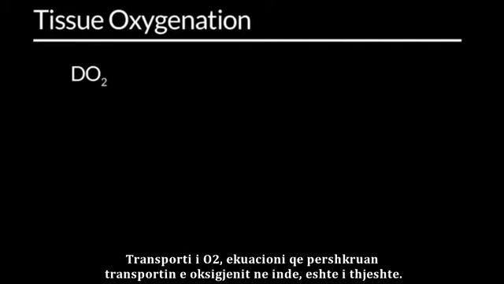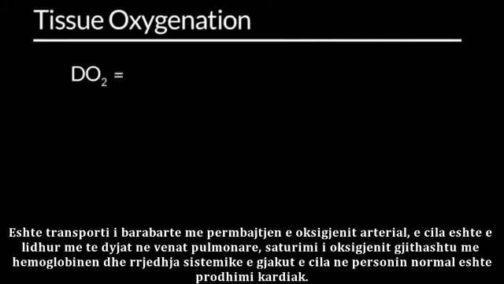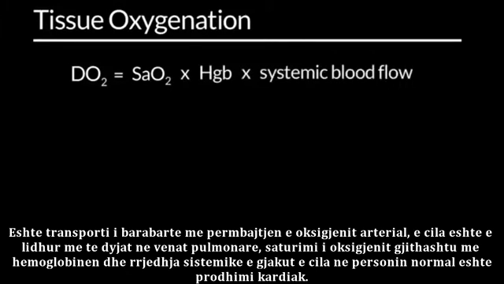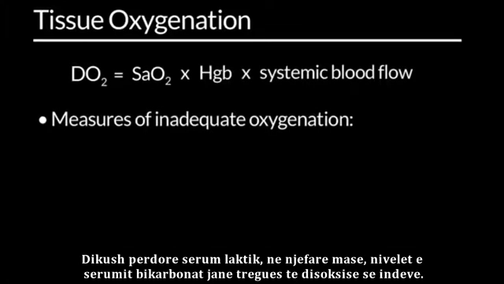The equation that describes oxygen delivery to the tissues is very simple. It's basically delivery equals arterial content of oxygen, which is related to both the pulmonary venous oxygen saturation as well as hemoglobin, and systemic blood flow, which is in a normal person, in a normal heart, cardiac output. One uses serum lactates and to some extent serum bicarb levels as indicators of tissue dysoxia.